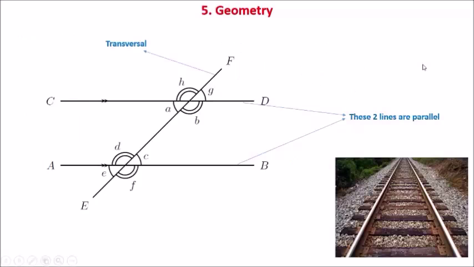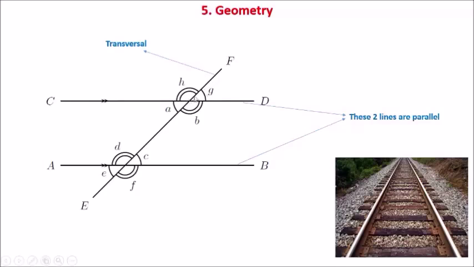Now let's say I've got two parallel lines, CD and AB. What do I mean by parallel lines? If you look at train tracks, these two tracks never meet, right? They keep going, going, going, and will never ever meet. The two lines which never meet are called parallel lines, okay? Now there is a transversal, another line that is cutting the two parallel lines, okay?